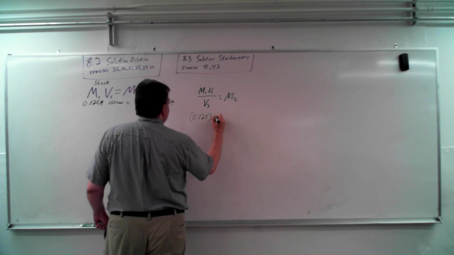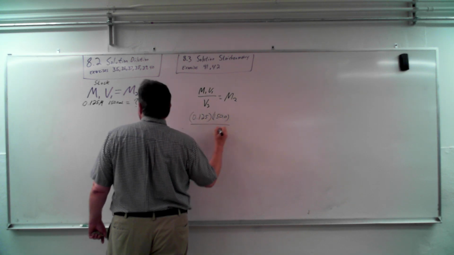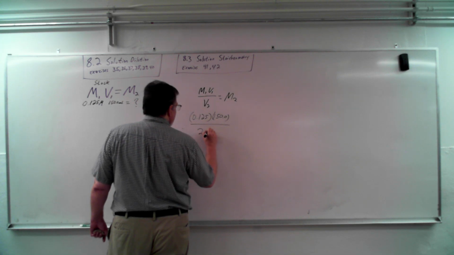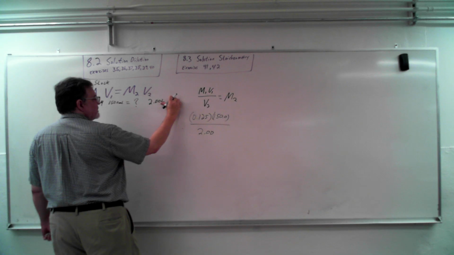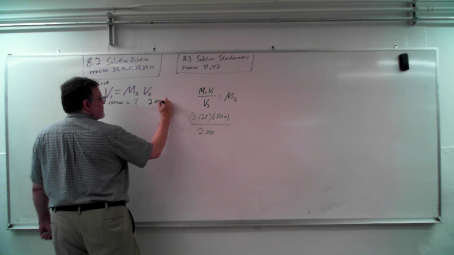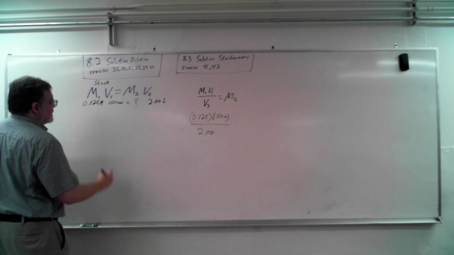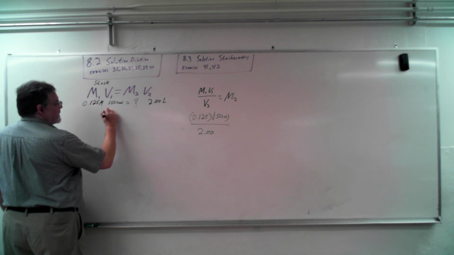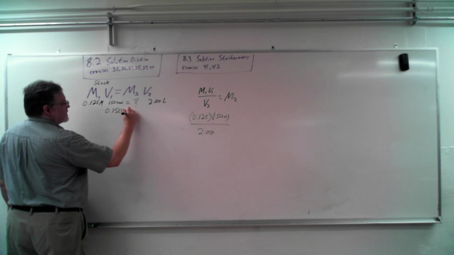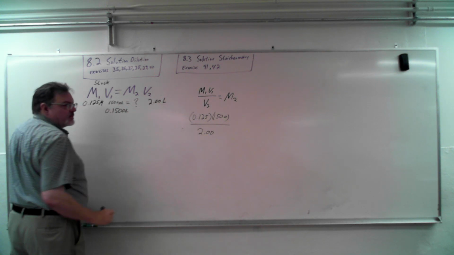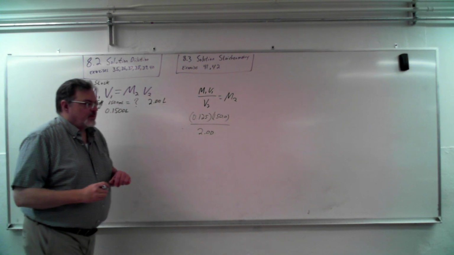0.125, 150 milliliters, 2.00. Oh, this was milliliters too, wasn't it? One was liters now. Yeah, the 2 was liters. Oh, the 2 was liters? Okay. Yeah. Now we have to do something about it. I would turn this into liters by going 0.150. I guess it's 0.00 liters. So these do have to match. The volumes do have to match, but you could leave it in milliliters if you wanted to.